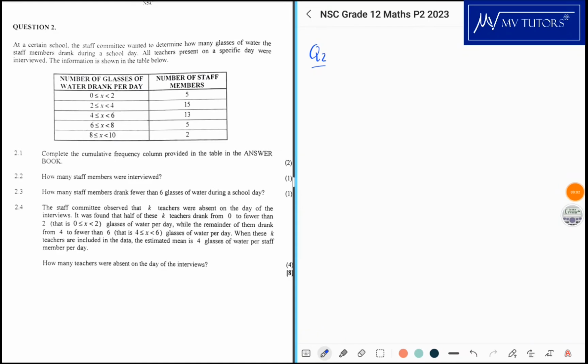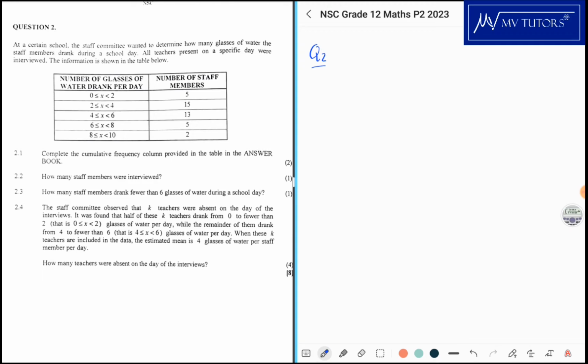Question 2. At a certain school, the staff committee wanted to determine how many glasses of water the staff members drank during a school day. All teachers present on a specific day were interviewed. The information is shown in the table below.